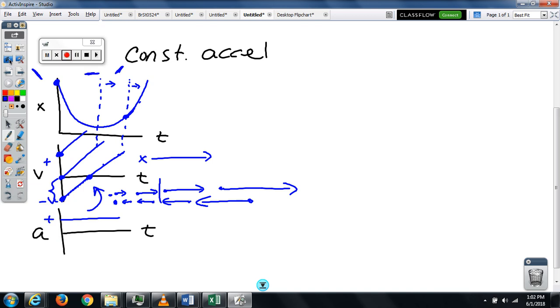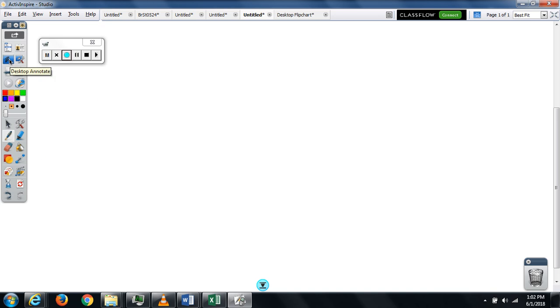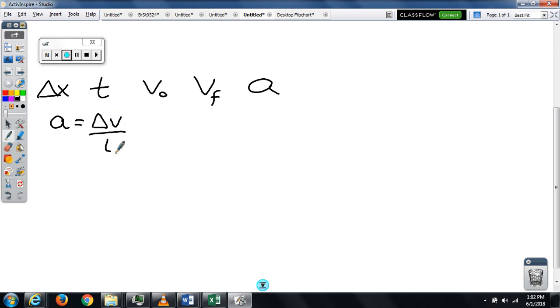So let's take a look at the next topic, which is known unknown strategies. So I gave you the equation that represents constant velocity. The equations that represent constant acceleration, there are many because you have 5 kinematic variables: displacement, time, v initial, v final, and acceleration.